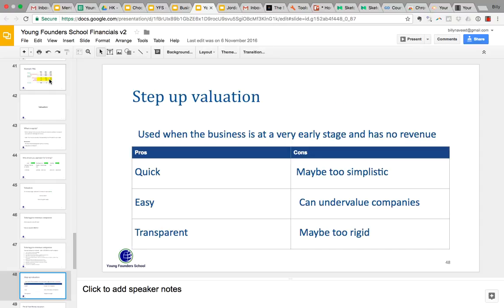That will then basically give them a valuation. Now, obviously, there's pros and cons to this, but it typically gives you a valuation for most of the students in the kind of $200,000 to $300,000 range, which sounds about right for basically an idea on a piece of paper.